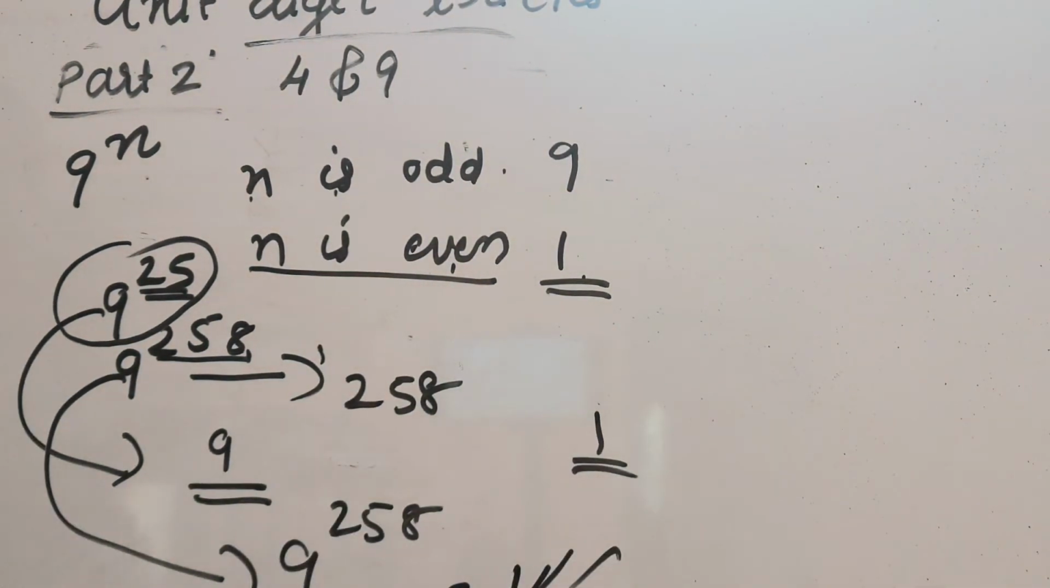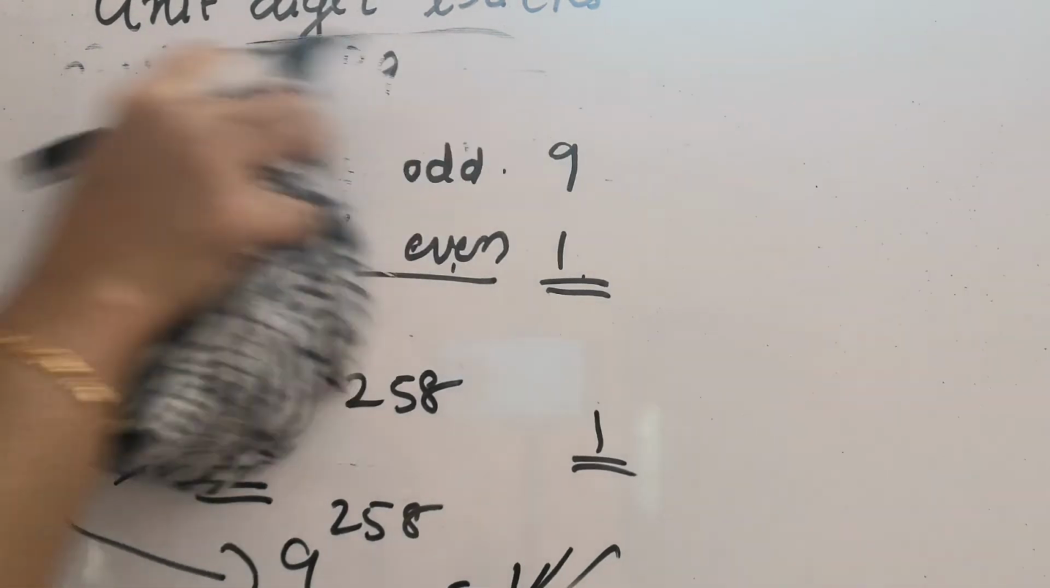So we move to the next part. This part is a little different, for the unit place number 3. Here we write part 3, the case of 3.